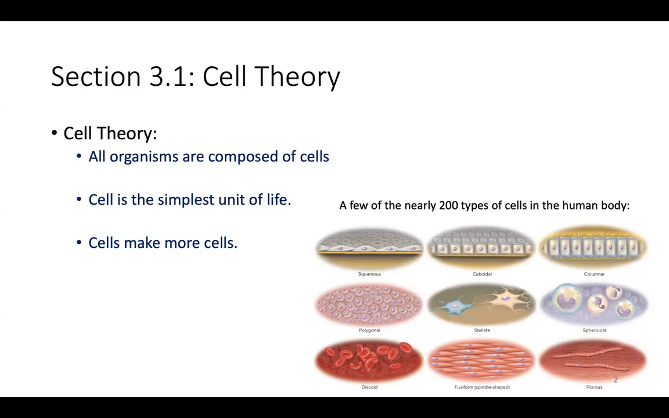And then the final principle of this theory that I want you to be familiar with, there are additional ones beyond these, but these are the three I think you should be familiar with, is that cells make more cells. So cells reproduce themselves. We'll talk about the cell cycle and mitosis pretty briefly in here, and look at how cells actually make more of themselves.